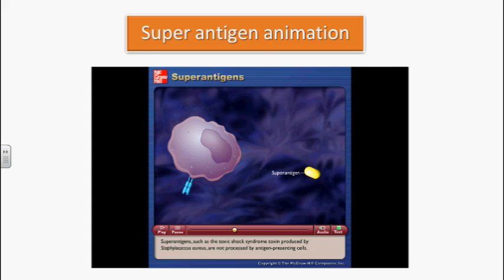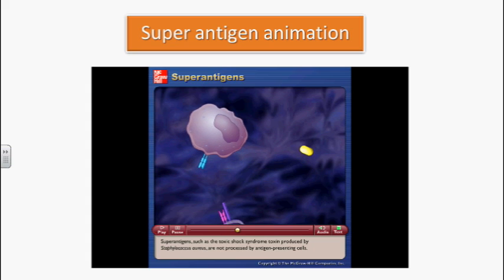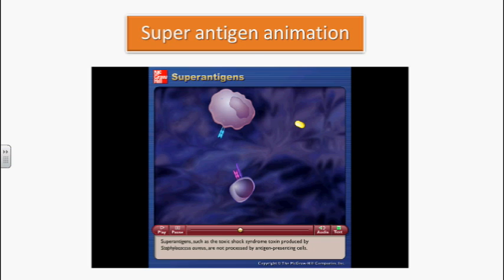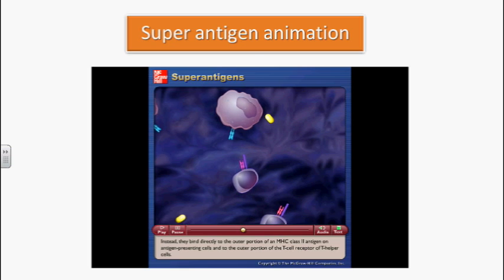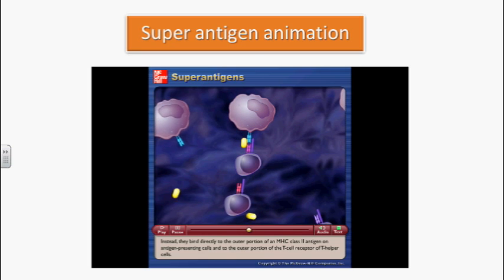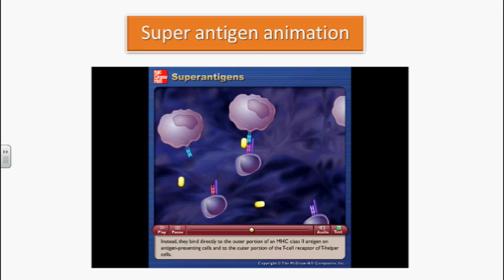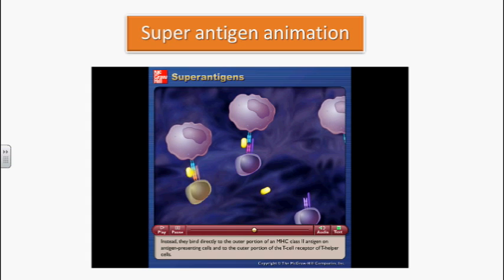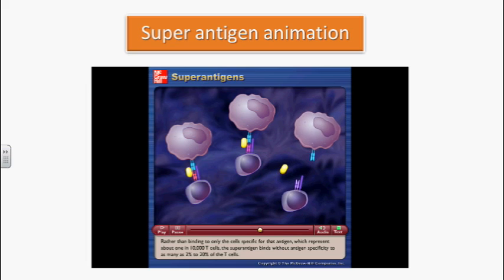Superantigens, such as the toxic shock syndrome toxin produced by Staphylococcus aureus, are not processed by antigen-presenting cells. Instead, they bind directly to the outer portion of an MHC class II antigen on antigen-presenting cells, and to the outer portion of the T cell receptor of T helper cells. Rather than binding to only the cells specific for that antigen, which represent about 1 in 10,000 T cells, the superantigen binds without antigen specificity to as many as 2% to 20% of the T cells.